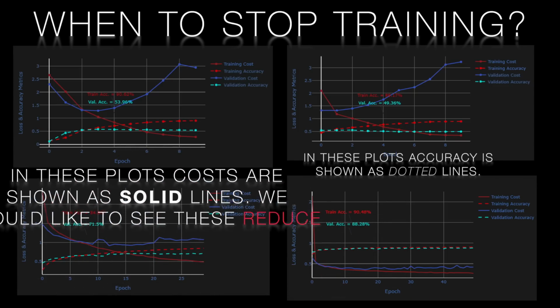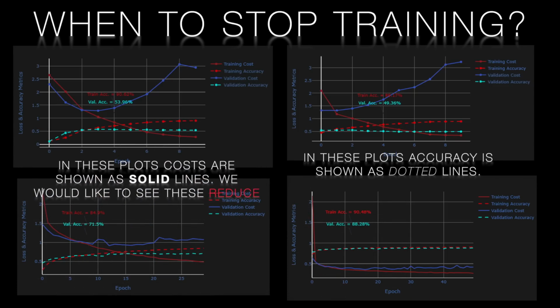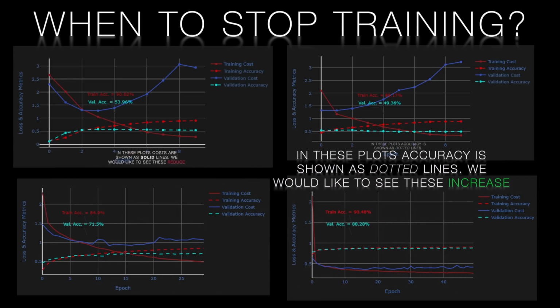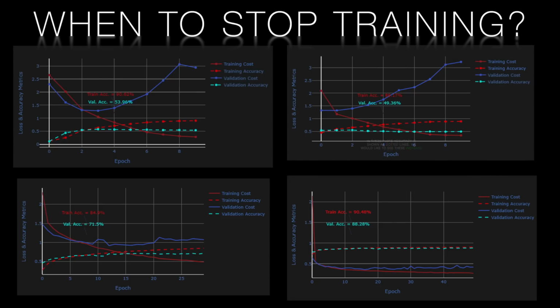So we'd like the solid lines, which are the costs, to go down with every epoch. When they start to go up, it's perhaps time to stop training. Likewise, we'd like to see the dashed lines go up after every epoch. When they plateau or maybe go down, we should consider stopping training. Here we can see the improvement in accuracy of both the training and the validation set.